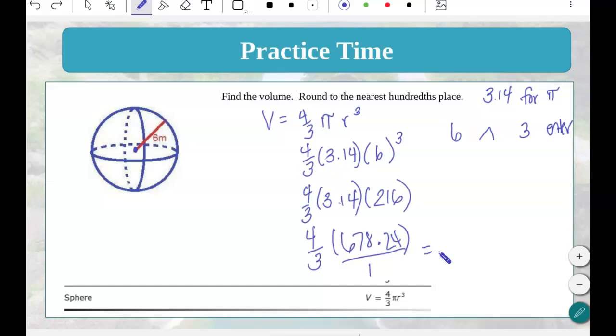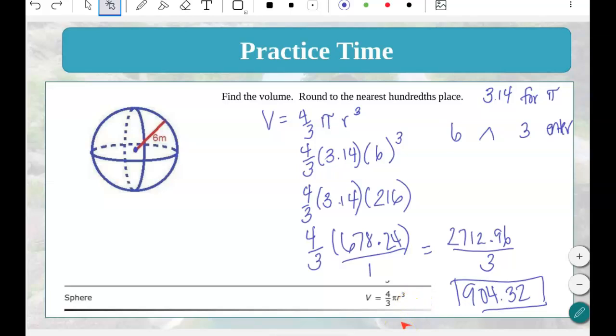It's 2,712.96. And then divide by 3. That 3 times 1 is 3. So go ahead, divide that answer by 3. And it comes out to 904.32. And it does say round to the nearest hundredths place, and that is our answer, 904.32. We will have that formula on that reference chart. Looks just like this. Let's try another one.